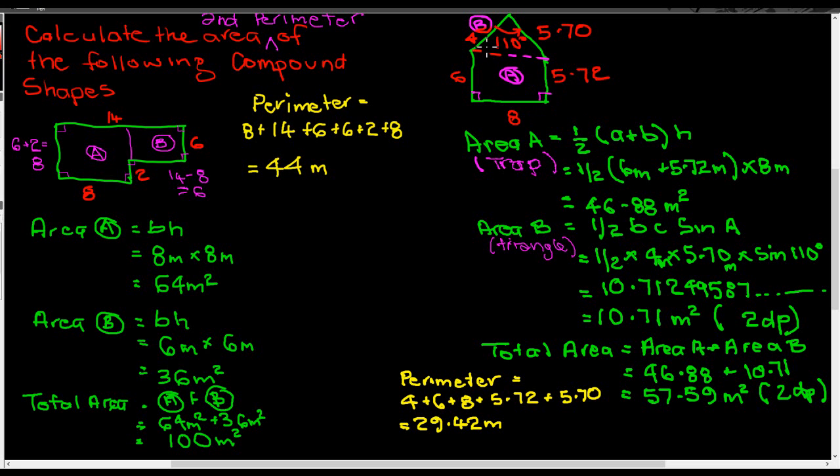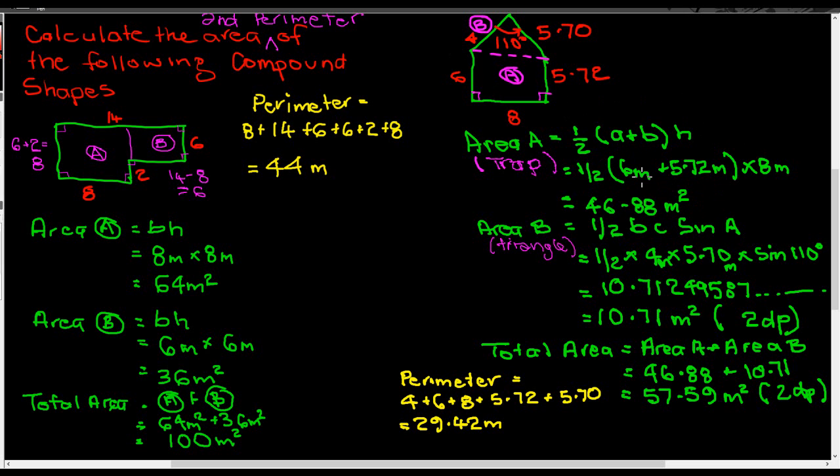Looking at the triangle, we've got the side of 4 and this one here 5.7. So we've got two sides, and we don't have a height from a base, but we have the angle between two sides, which enables us to use the half bc sine A area formula for the triangle. So let's get on with our areas. The area of A, the trapezium, is half (a plus b) times h, so that's a half, 6 plus 5.72, the parallel sides, times the distance between them, the height, which is 8.